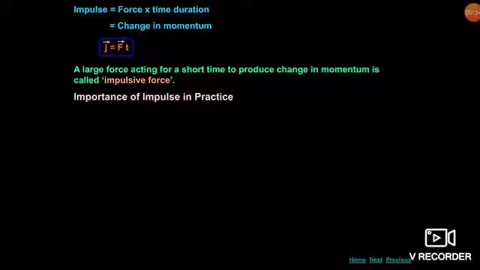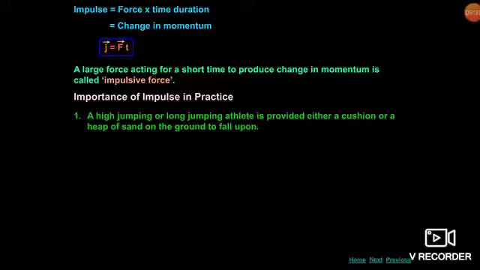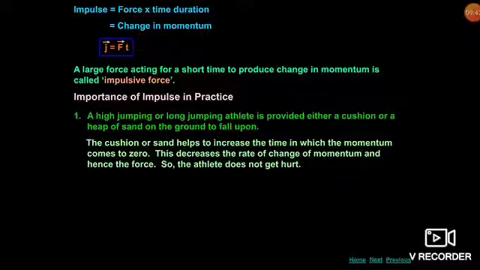Importance of impulse in practice. A high jumping or long jumping athlete is provided either a cushion or a heap of sand on the ground to fall upon. The cushion or sand helps to increase the time in which the momentum comes to zero. This decreases the rate of change of momentum, and hence the force, so the athlete does not get hurt.